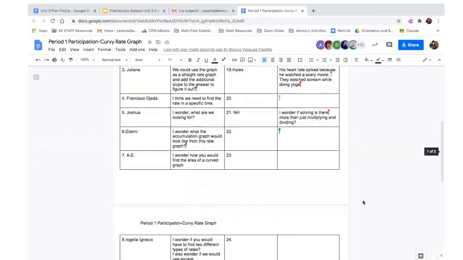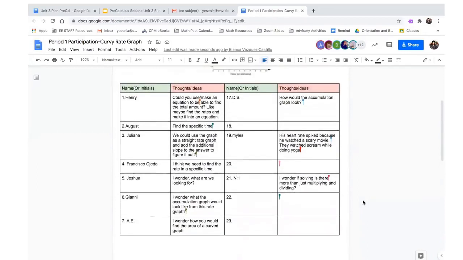All right, let's see if anyone had any strategies. I think we need to find the rate in a specific time. So I wonder if you mean chunking it up or something. Can use or make an equation to find the total amount, like maybe finding the rates and making it into an equation. Yeah, maybe an equation might be part of it. And then we could use the graph as a straight rate graph and then add additional slope to figure it out. So thinking of it like a straight horizontal graph and then maybe adding in the curves later. That's a good idea.